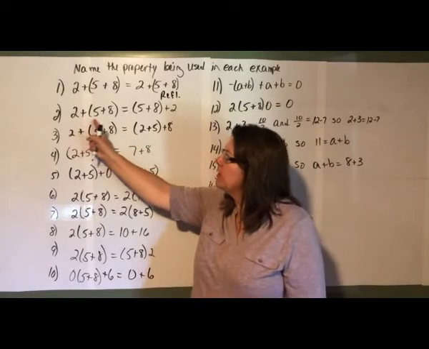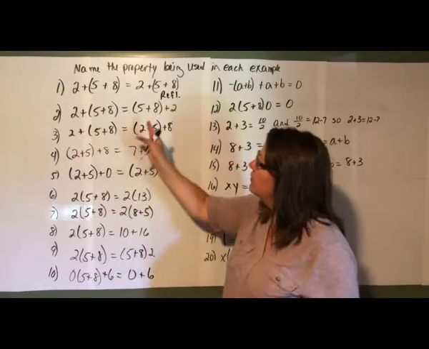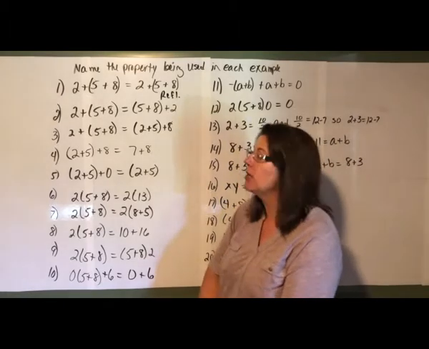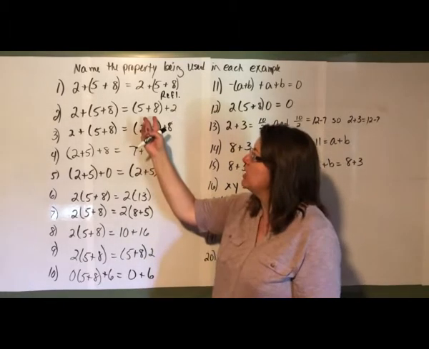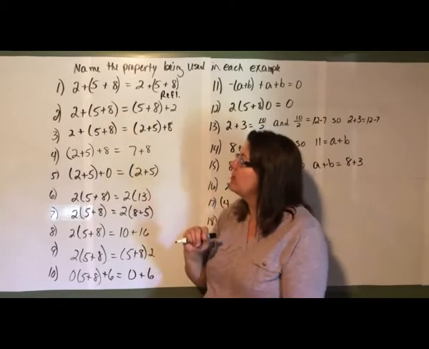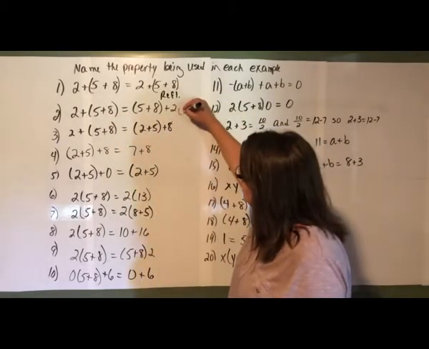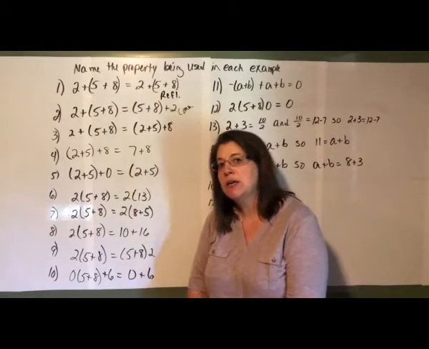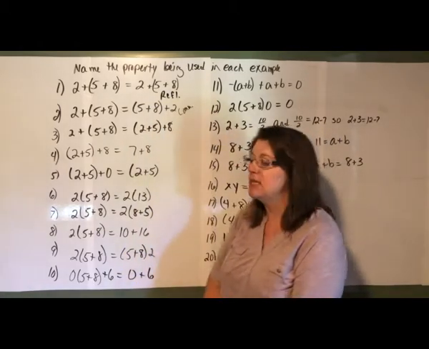Number 2, 2 plus 5 plus 8 equals 5 plus 8 plus 2. The order there has changed. There's only one equal mark. The grouping has not changed. The parentheses are still around the 5 plus 8. So that one is the commutative property. And you could be specific, that is the commutative property about addition.